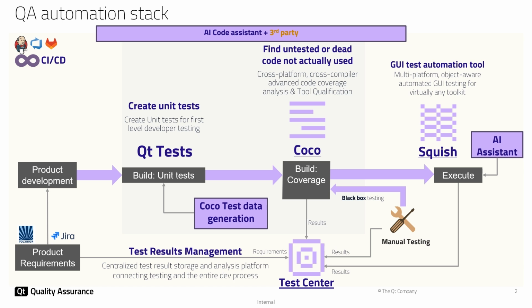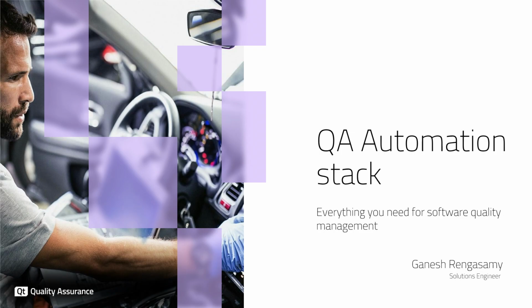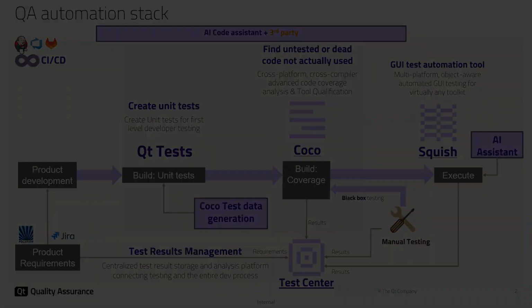So together, Qt Test, Coco, Squish, and TestCenter form a complete quality assurance automation stack, ensuring higher confidence, faster feedback, and more reliable products. In this technical presentation, I'll show you how Qt's QA tools fit into a single automation stack: Qt Test for unit tests, Coco for coverage, Squish for GUI automation, and TestCenter for central results, all driven by Jenkins CI/CD.